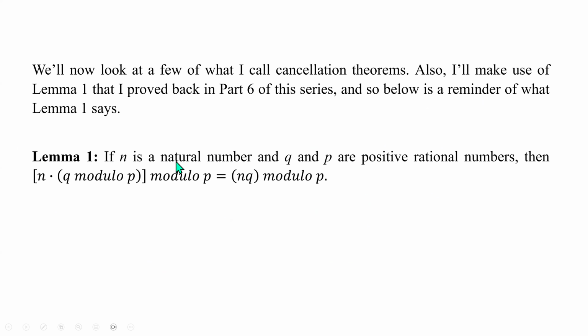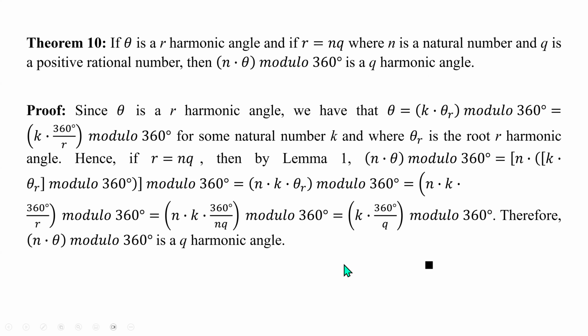It says if n is a natural number and q and p are positive rational numbers, then n times (q modulo p), and then that whole thing modulo p, is just equal to n times q modulo p. As long as n is a natural number and q and p are positive rational numbers, this equality holds. And it allows me to simply multiply n times q and simplify the result modulo p just once, rather than having to do it twice. Okay, now let's move on to theorem 10.